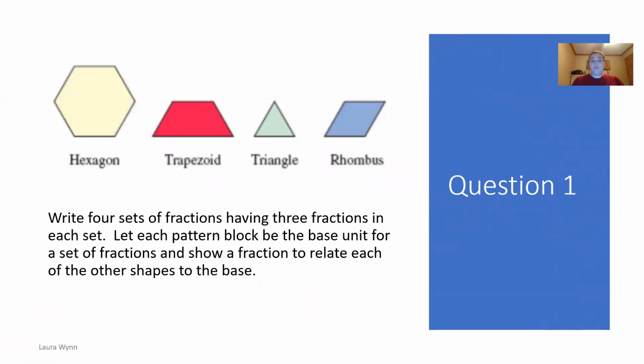Our question number 1, write 4 sets of fractions having 3 fractions in each set. Let each pattern block be the base unit for a set of fractions and show a fraction to relate each of the other shapes. So we're going to use a hexagon, a trapezoid, triangle, and a rhombus or rhombi.